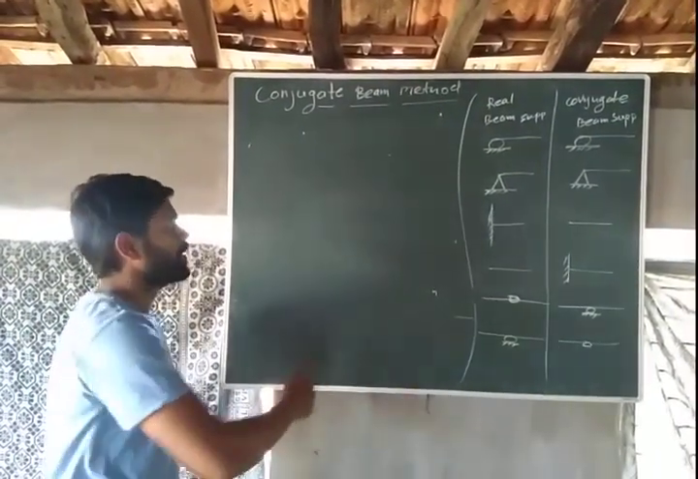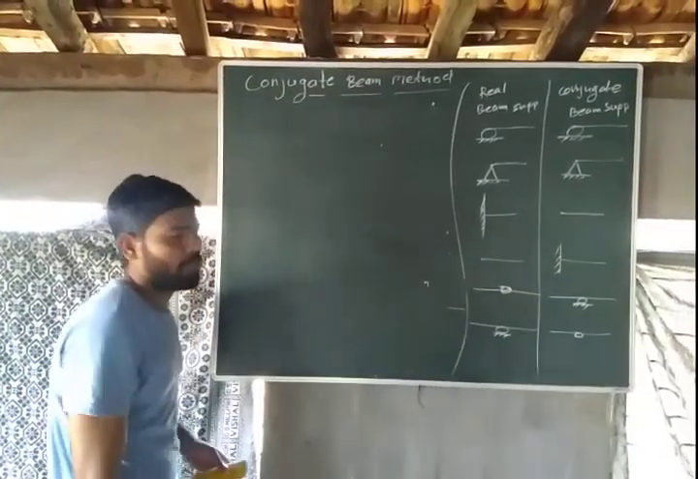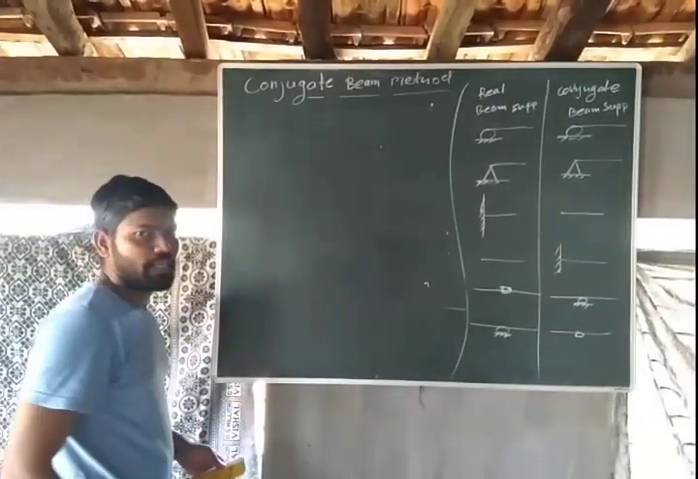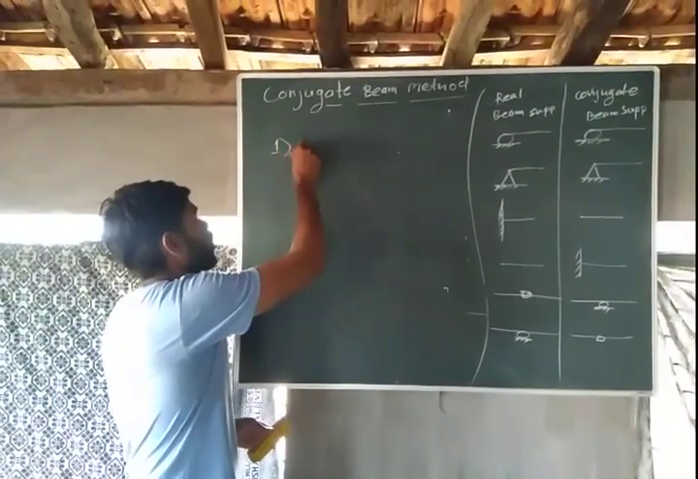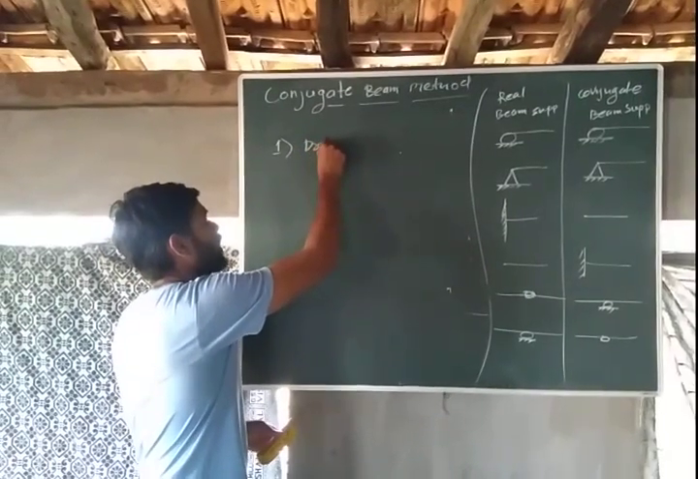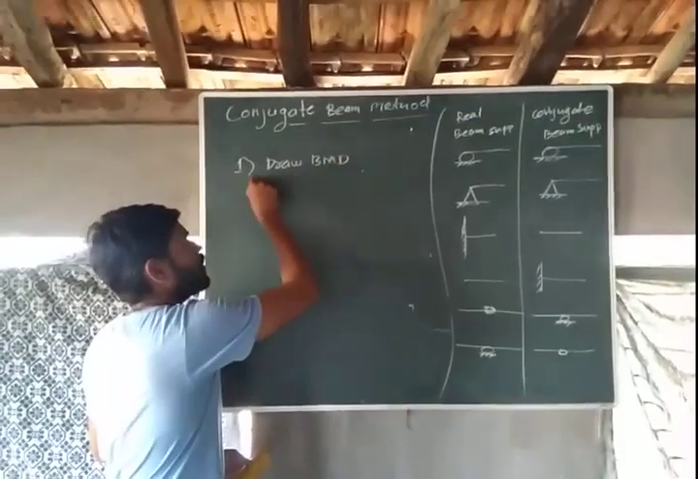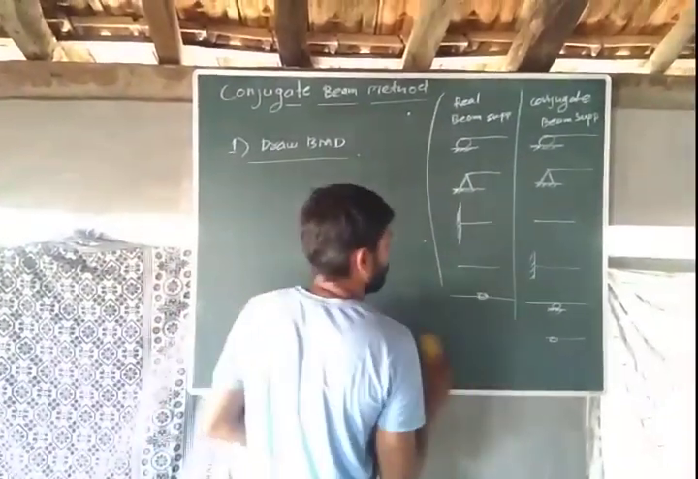Suppose a real beam, an actual beam, is given to you and you have to find out the slope at any point in the beam or the deflection at any point in the beam. In that case, the first step is to draw the bending moment diagram for the given beam. That is the first step.